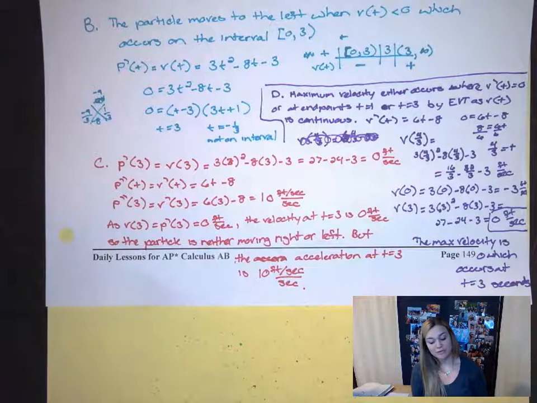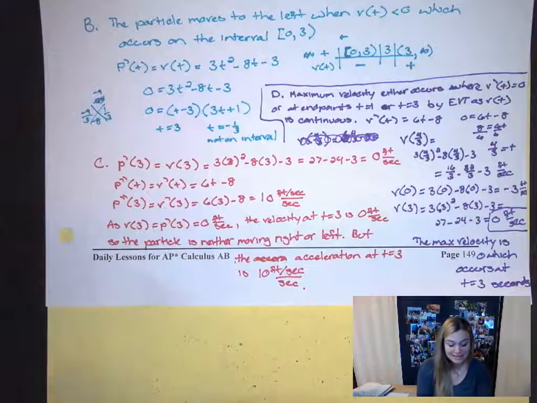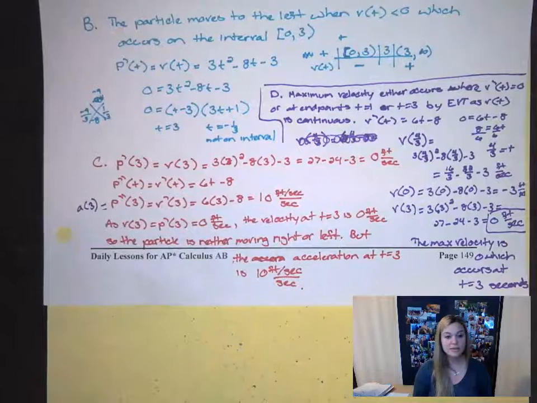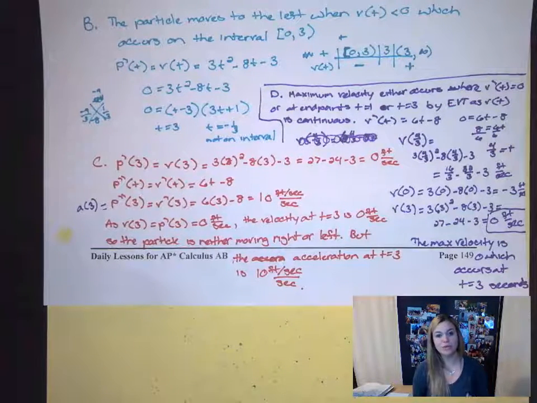P double prime of 3 is the same thing as acceleration. I should have put that somewhere over here. Acceleration at 3. There we go. So I'm showing what I know in my reasoning. It's helping me, it's helping whoever is reading this in order to grade it.